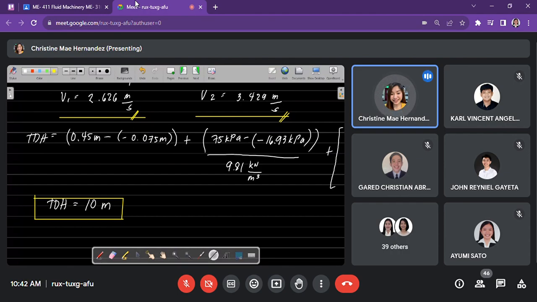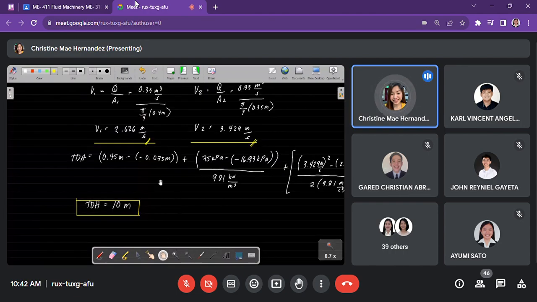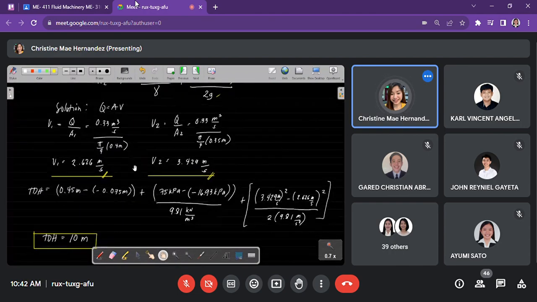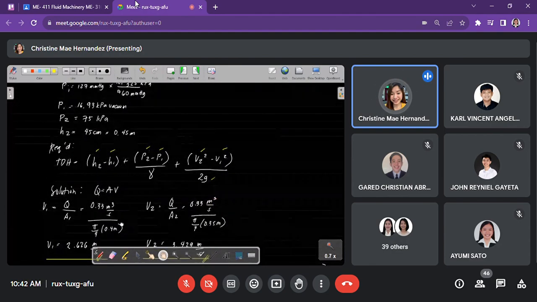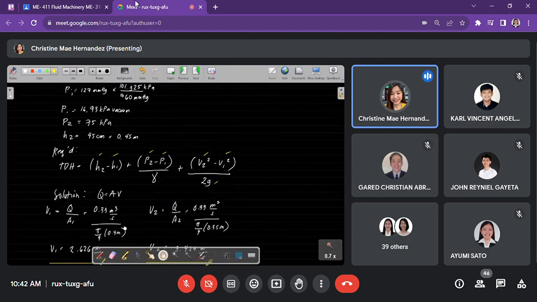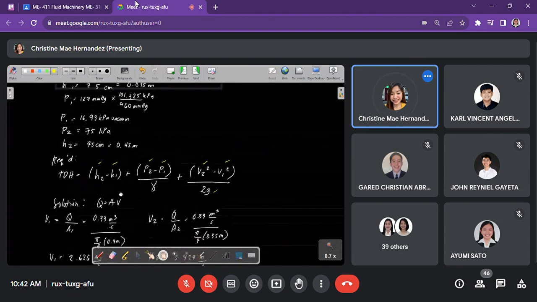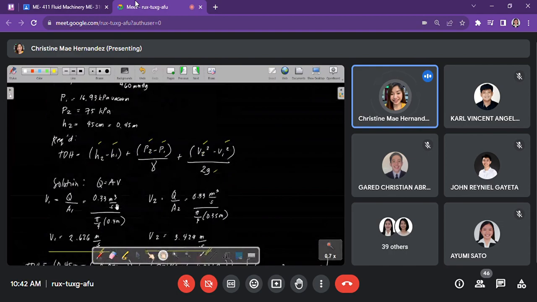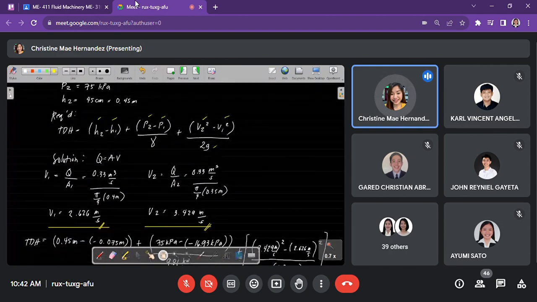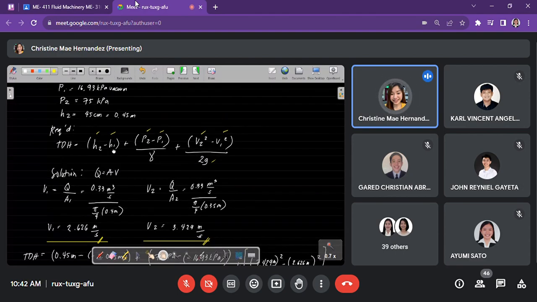Okay, so wala tayong ni-neglect na values since wala namang sinabi na i-neglect dapat to, and lahat naman, pressure, elevation, diameter, and velocity, is binigay ni problem. So, kaya sinolve na lang natin ang velocities, then i-direct sub natin sa total dynamic head formula.